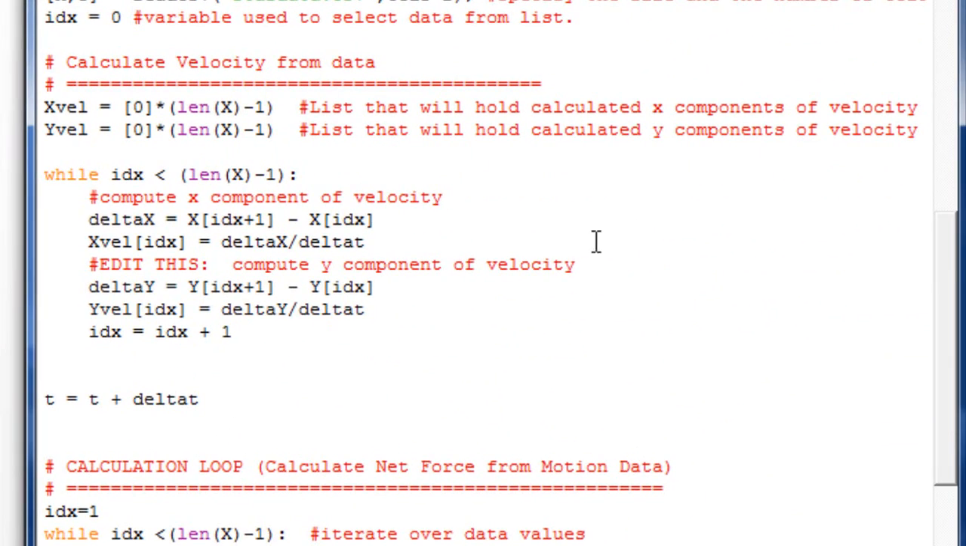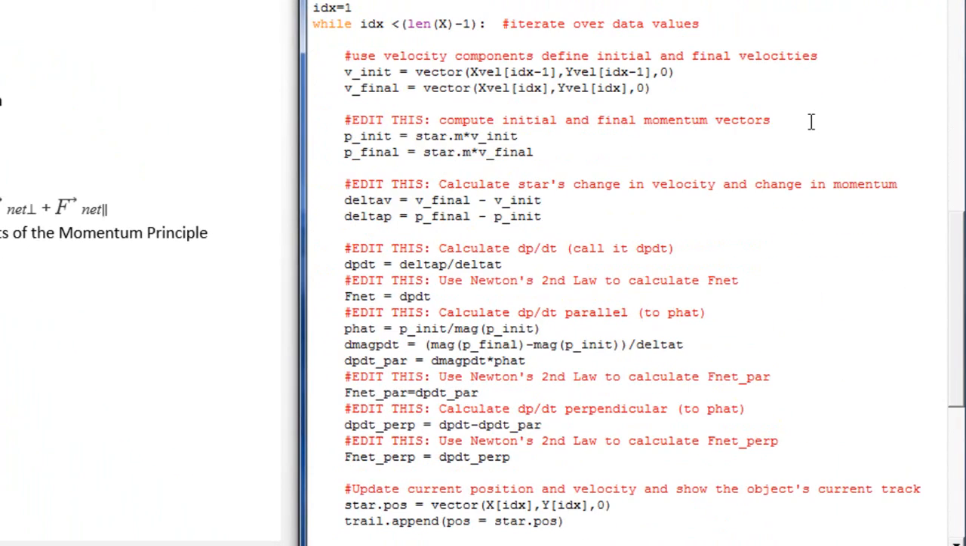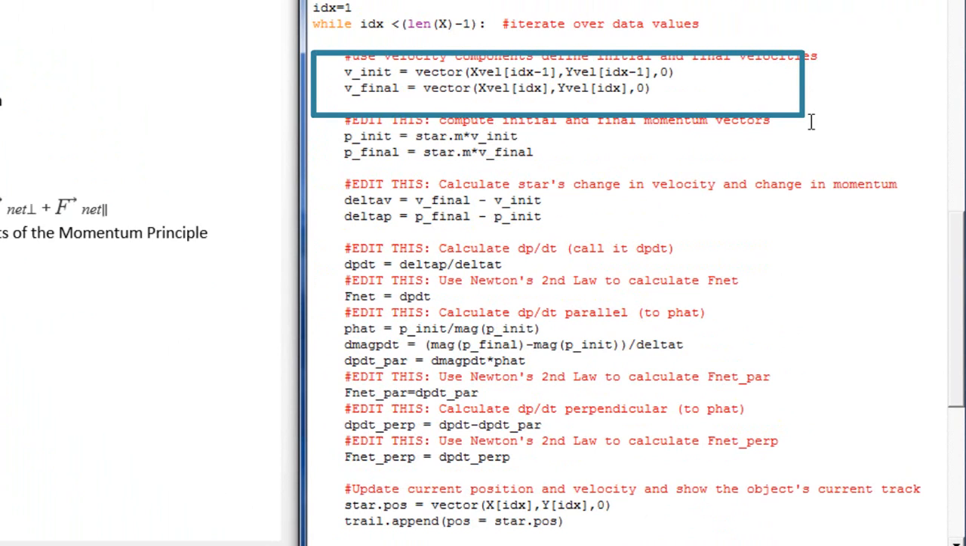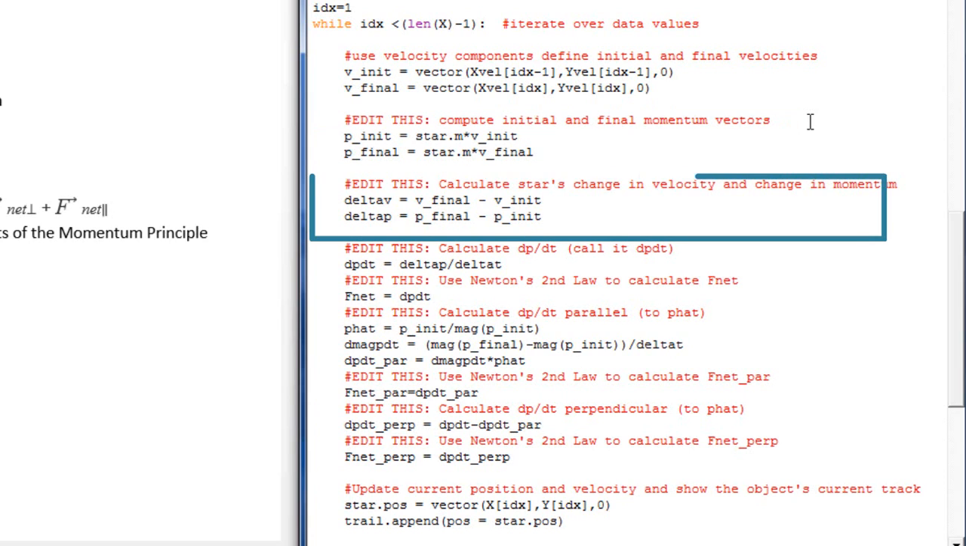The first while loop in this code is merely used to compute the velocity of the star during its trajectory around the black hole. Continuing on to the good stuff, we come upon the second while loop. So V final and V initial are defined here. From this, I'm able to find the momentum, P initial and P final, by multiplying the star's mass by its velocity. From this, I'm able to find delta V and delta P.